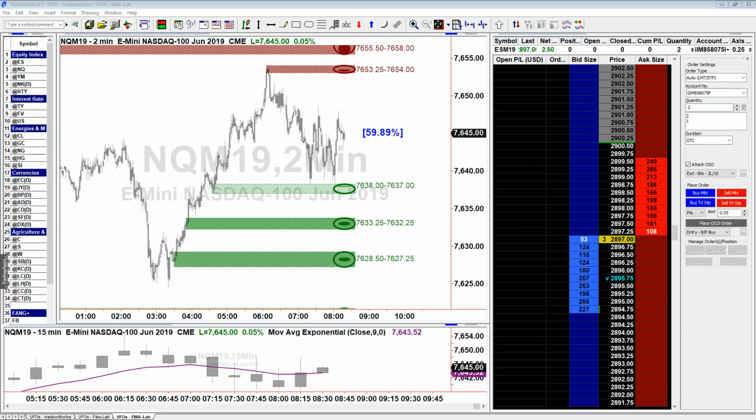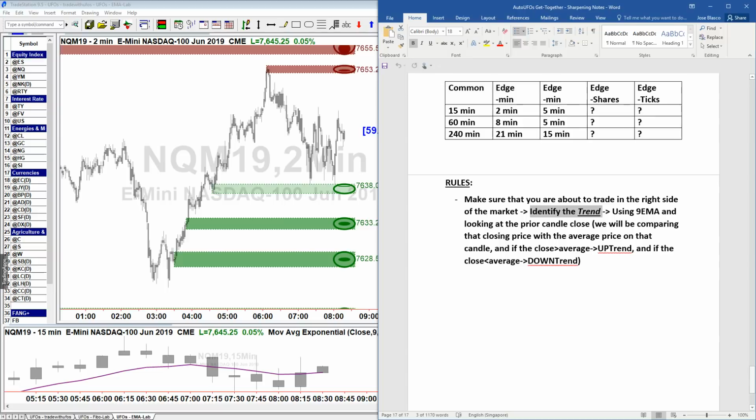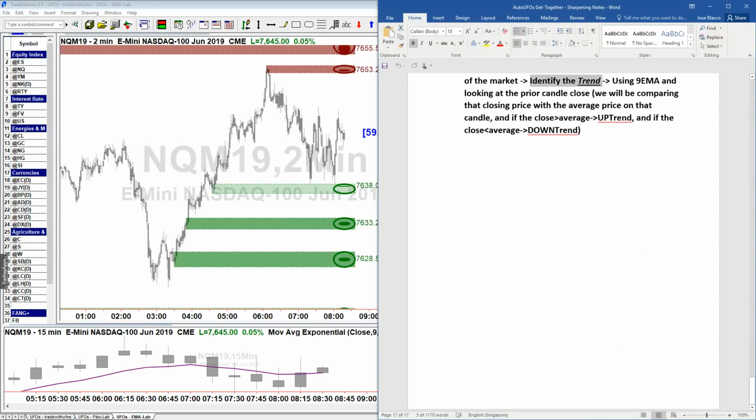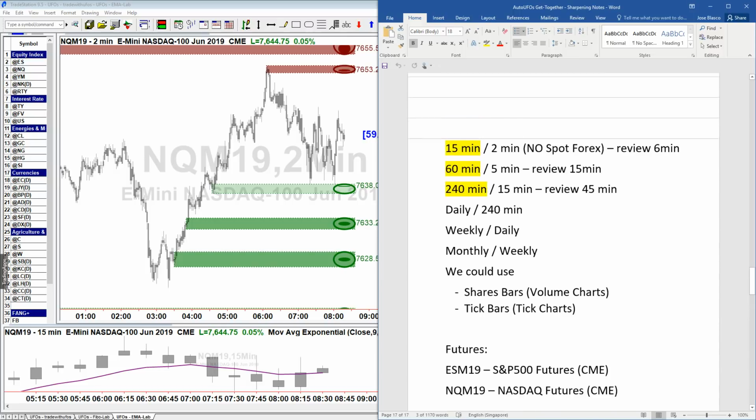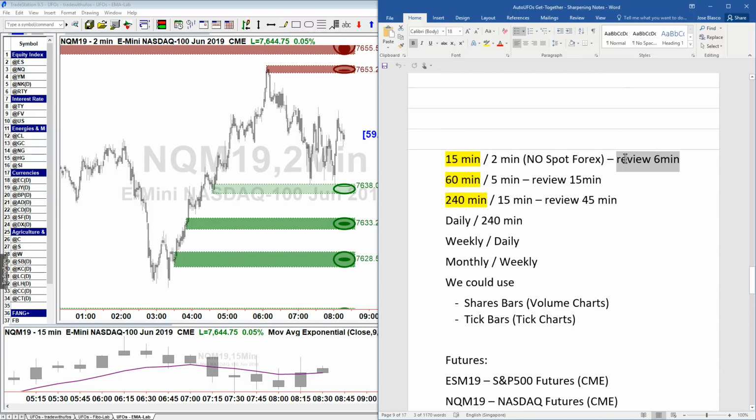Okay, I mean, we are traders. We never fall into desperation or anything like that. But we are human, and sometimes we do lack patience. So I want to remind you that you may want to review these charts every 6 minutes. Why? Because you need a minimum of 3 candles to form a UFO. Okay, minimum of 3 candles to form a UFO.